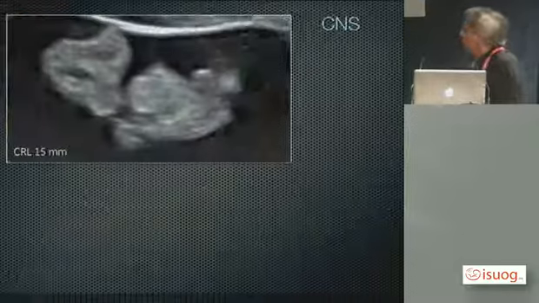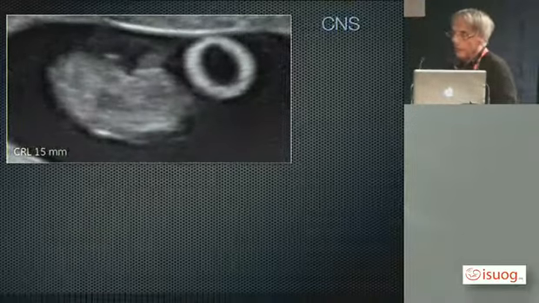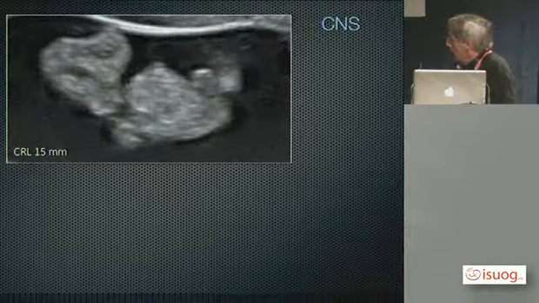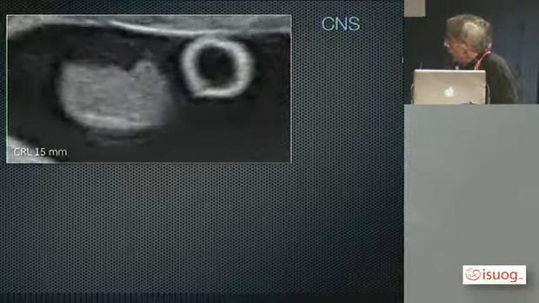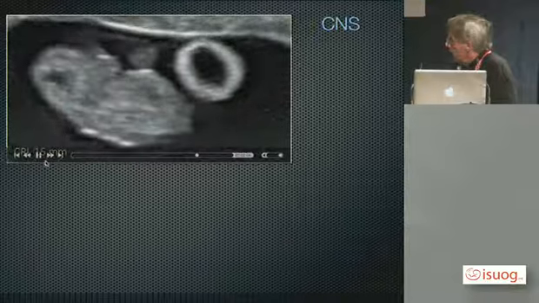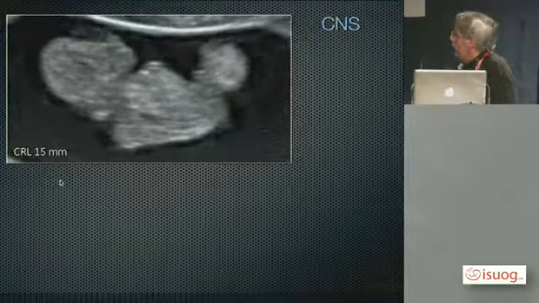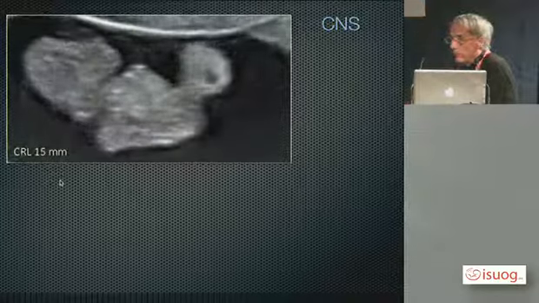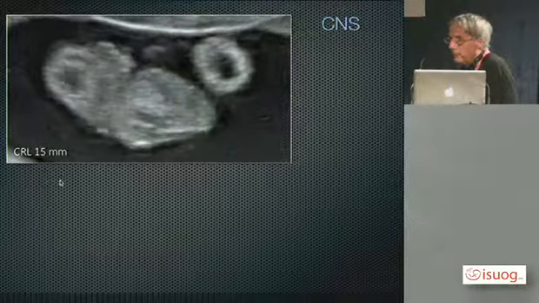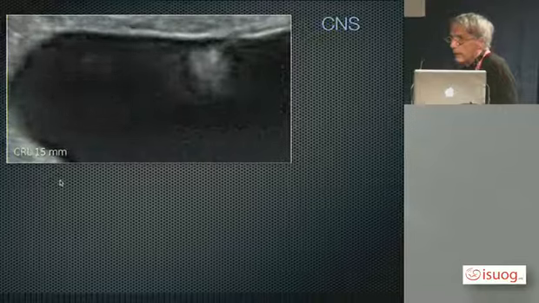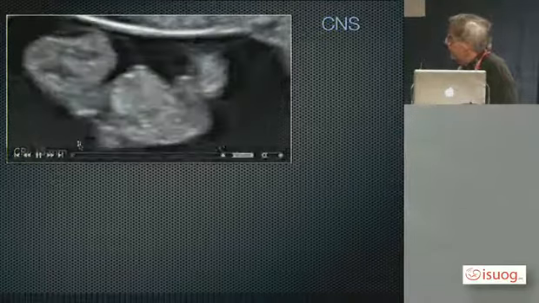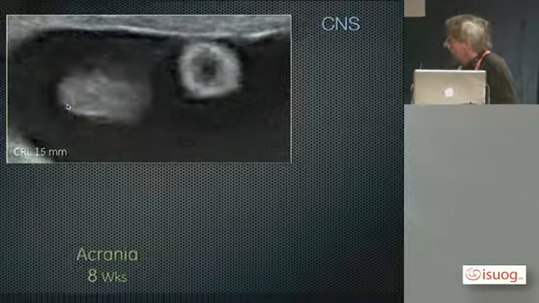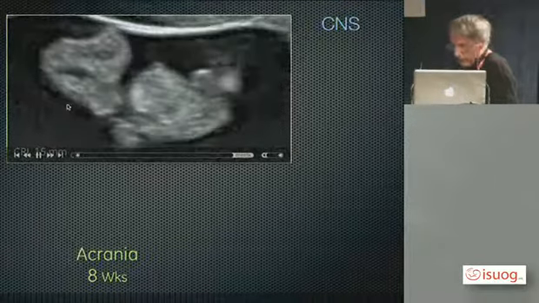Now we move to the malformation. You know exactly the aspect of the normal embryo. Now we move to malformation. This was an embryo at 15 millimeters of greatest length. And what is wrong with this embryo? You can see the head is irregular, but also it's not possible to identify the brain cavities here. So this was acrania at 8 weeks of pregnancy.